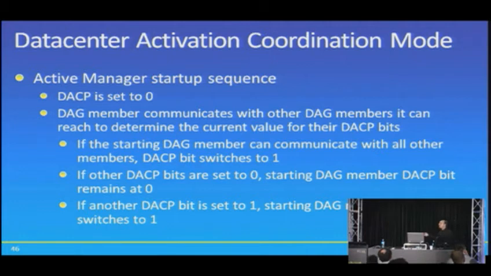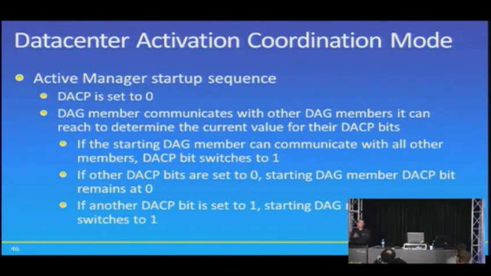So think about the scenario this was intended for. We've got 2 data centers. We'll just say these are our 2 data centers. Power goes down in one of them, and then it comes back up, but there's no network between them. Power goes out, which means these are all being rebooted, so their DACP bit is set to 0. Because there's a break in the WAN connectivity, they can't communicate with anybody with a DACP bit set to 1. So they won't mount their databases.